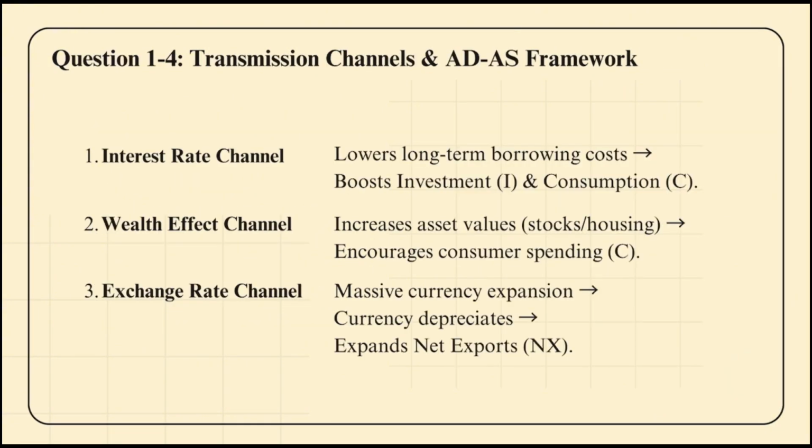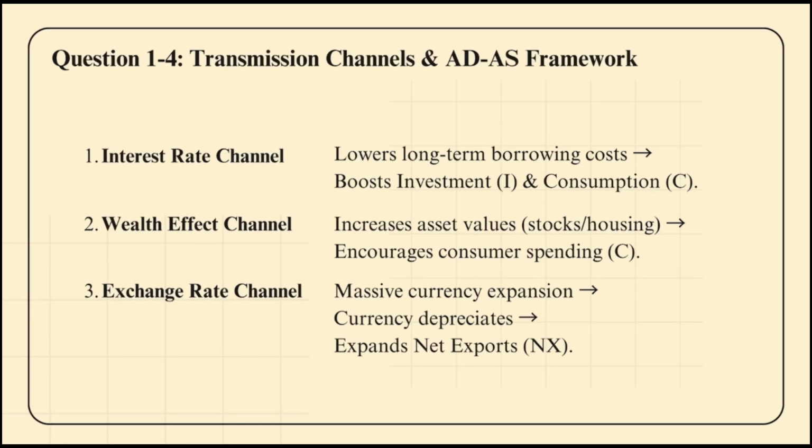So let's analyze question 4 regarding the transmission channels of QE and how it manifests in the AD-AS model. So how does printing money turn into GDP growth for the US or a 2% inflation rate for Japan? It flows through three major channels. So first, the interest rate channel drops long-term loans and mortgage costs, prompting U.S. firms to invest and households to consume. Second, the wealth effect drives up stock and real estate valuations, making consumers feel wealthier and spend more.